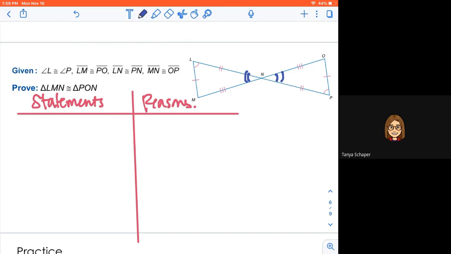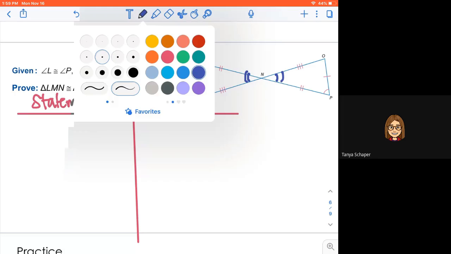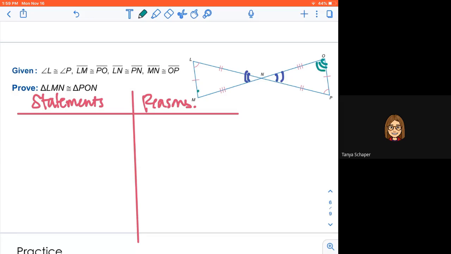In order to prove them congruent, I need to have three angles and three sides. So I can use my third angles theorem to show that O and M are congruent. Okay, so I've got my plan. I'm going to walk through it now and write it all down.